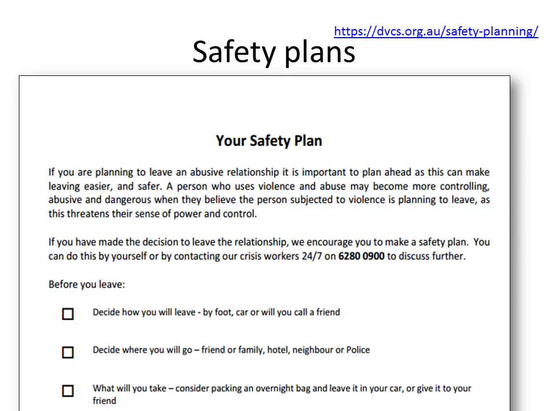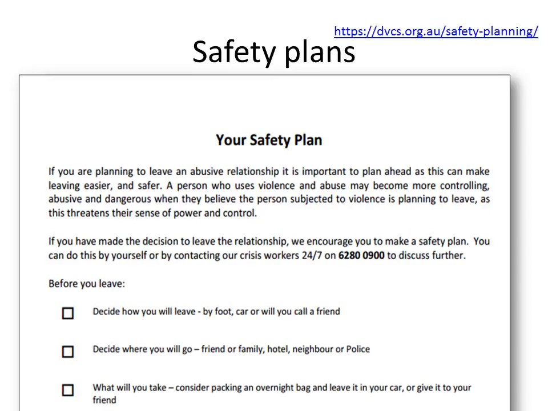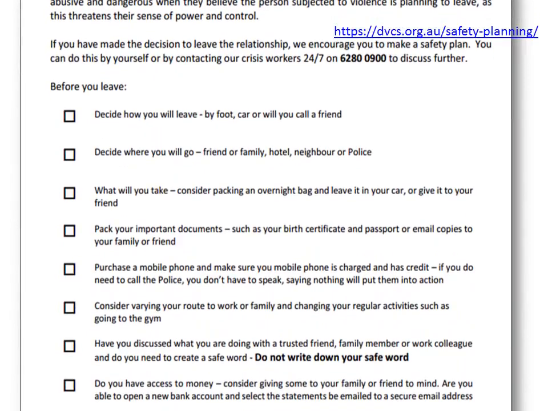And there's key questions here. They encourage you to ring their number, which I'll give you at the end of the lesson. But before you leave, think about things like, how are you going to leave? You're going to do it by foot or by car? You're going to call a friend? Are you going to go to family, friend, hotel? What are you going to take? Pack your important documents, purchase a mobile phone and make sure it's charged and has credit, vary your route, all sorts of things like that. There's 2 pages of this. We won't look at it all now, but that's also part of the safety planning.